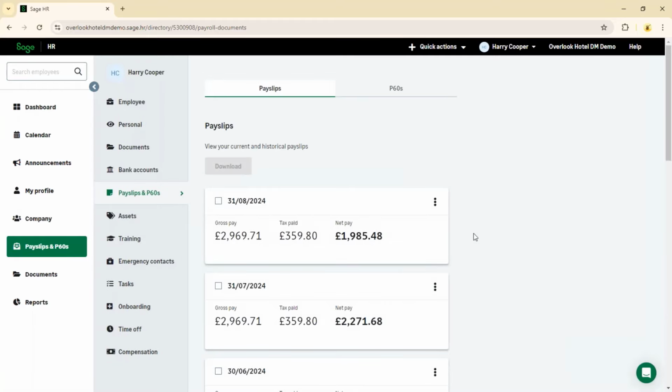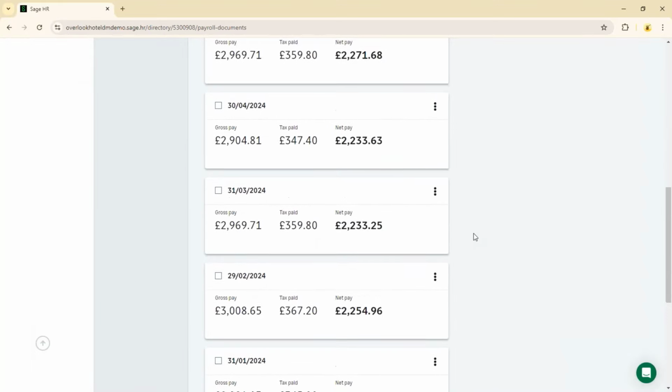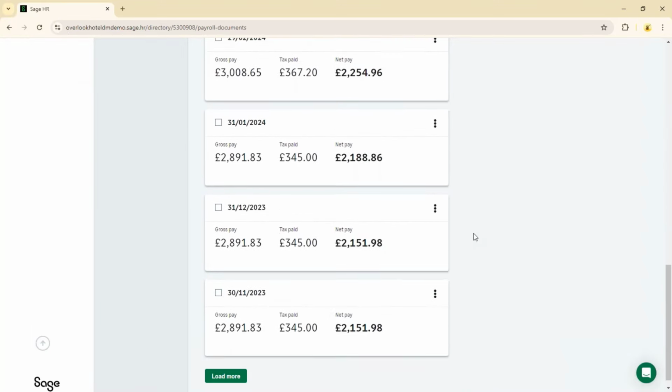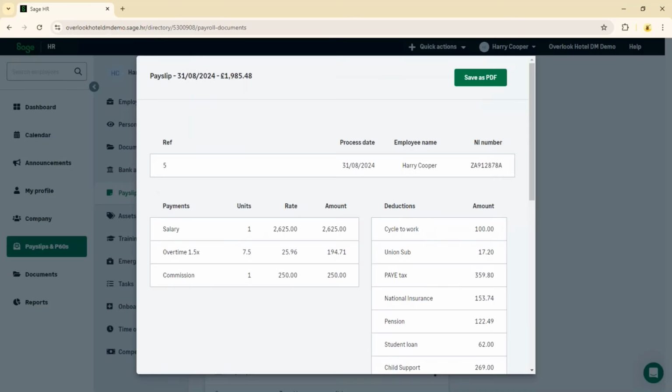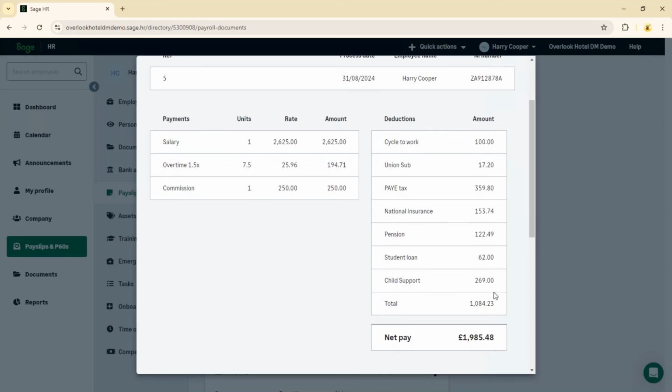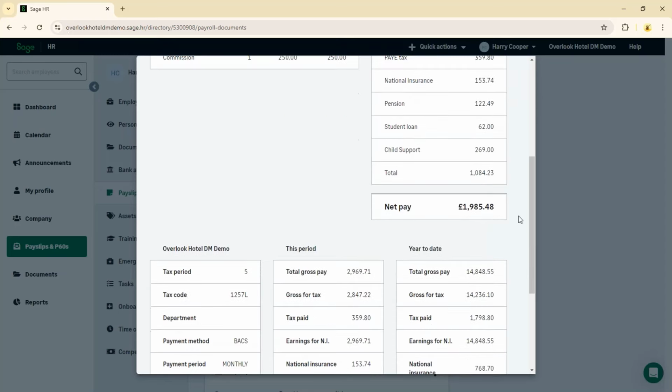From here we can see a list of payslips, including historical payslips, going back a number of years in fact. And the one we've been looking at today, 31st of August, is showing in the list, and that can be viewed on screen like so. We would then see the same information that I've just taken you through. So we've got all the payment details. We've got Harry's deductions. We've got Harry's take-home pay.